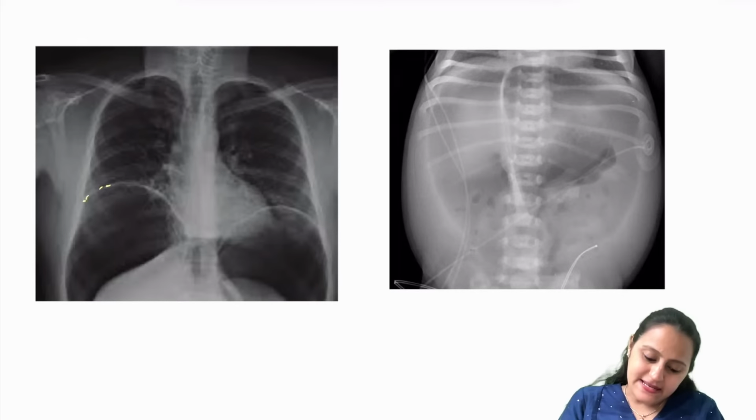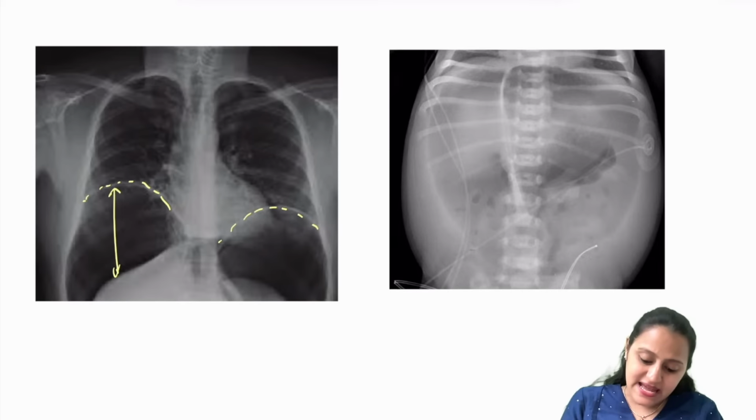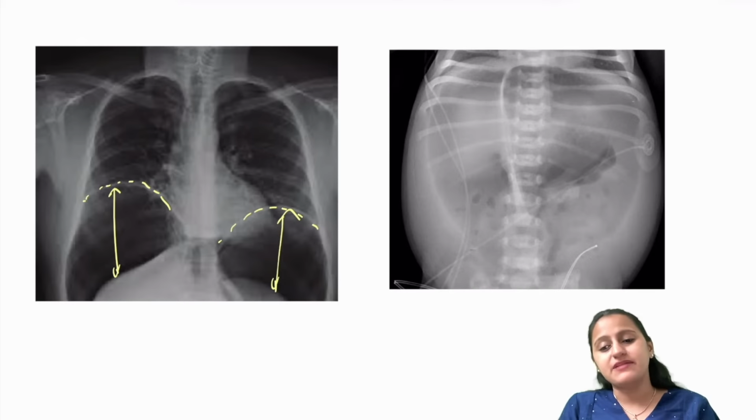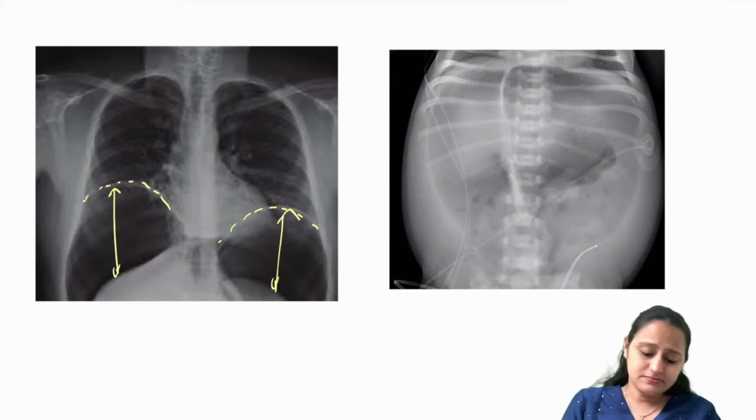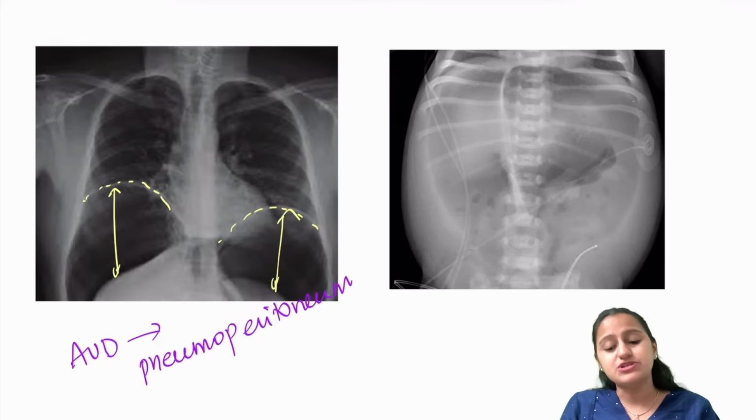Look at this. The white line that you are seeing is the diaphragm. And this is significant air under the diaphragm that you are seeing here. Okay. So this is air under diaphragm, which is pneumoperitoneum.